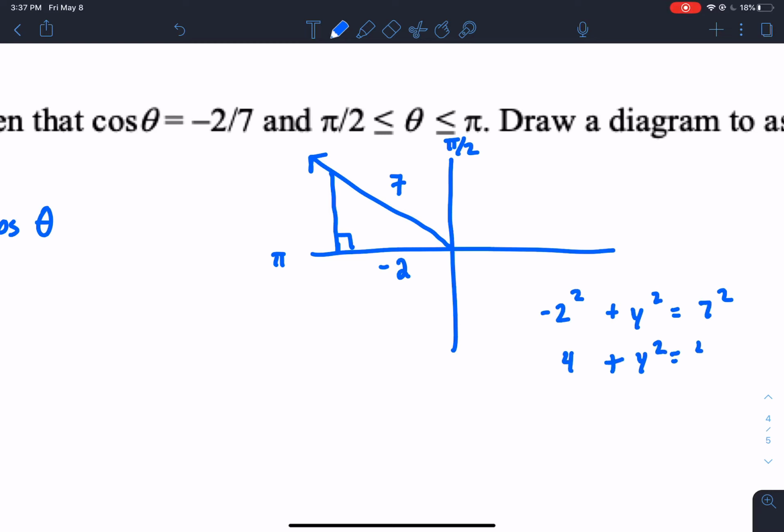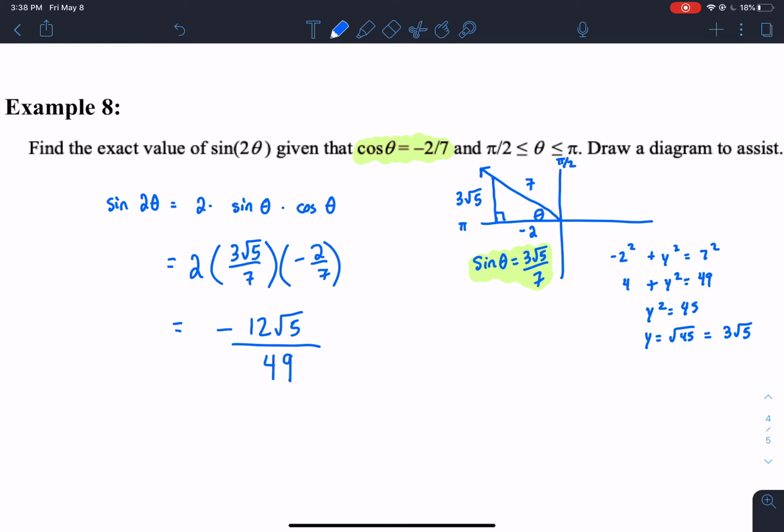Okay, so we got 2 times sine of theta, 3 root 5 over 7, times cosine of theta, negative 2 over 7. So 2 times 3 root 5 times negative 2 is going to be negative 12 root 5 over 49. And then you can leave your answer like that.